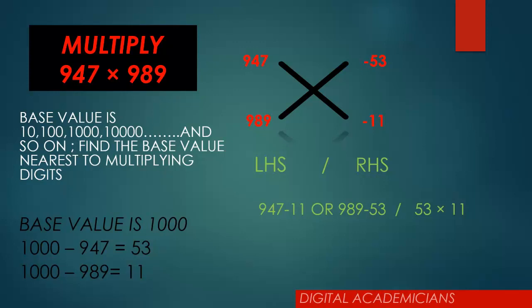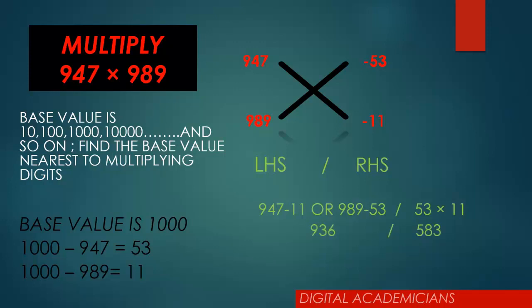Since the numbers located on the right hand side are negative, therefore we subtract 11 from 947 or we subtract 53 from 989. On doing either of the operations, the same value appears. To obtain the right hand side of the product, we multiply the numbers which are located on the right hand side of the cross, which are namely 53 and 11. Since both these numbers are negative, therefore their product will be positive in nature.